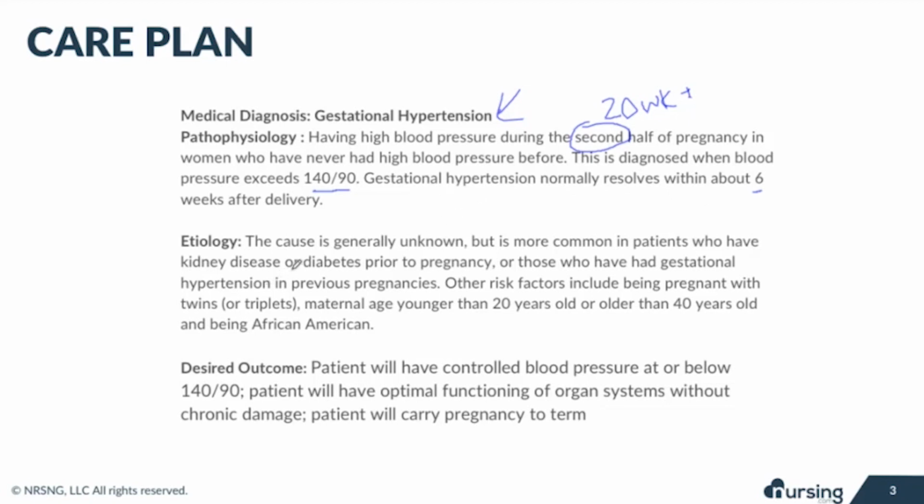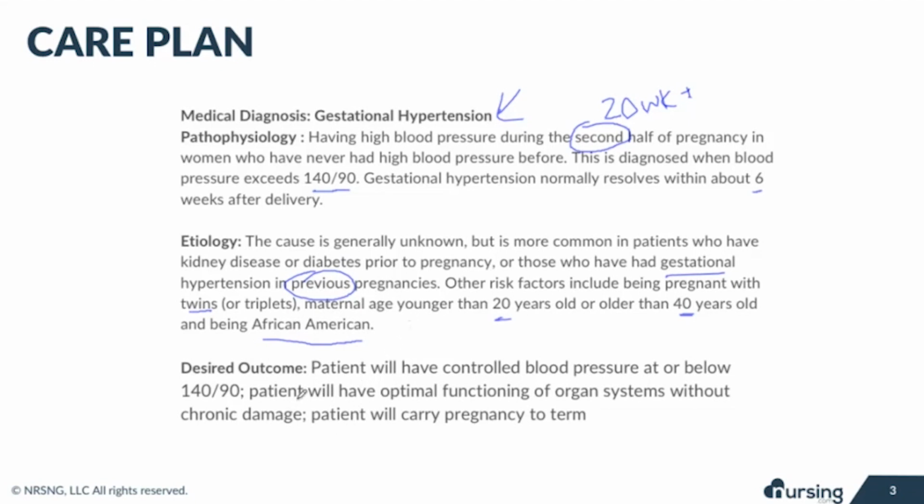So our etiology, the cause, is a little bit unknown, but there's definitely some things that are going to put a patient more at risk. So if the patient already has some kidney disease or diabetes that they're dealing with prior to pregnancy, those patients will be more at risk. Also, if they've had gestational hypertension in a previous pregnancy, then they'll be more at risk to have it again. Some other risk factors are going to be twins, carrying multiples. Think about it. You have extra volume, extra weight on you because you're growing more than one baby. So they're going to be more at risk, as well as if they're younger than 20 or older than 40. And then being African American is another risk factor for these patients.